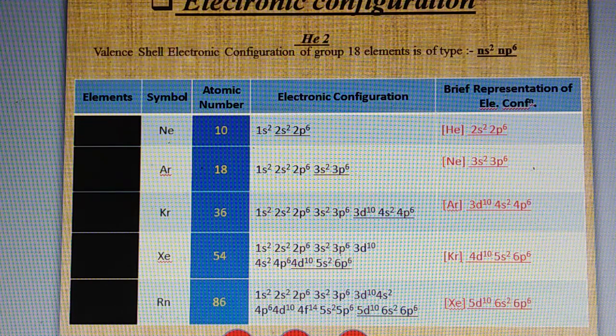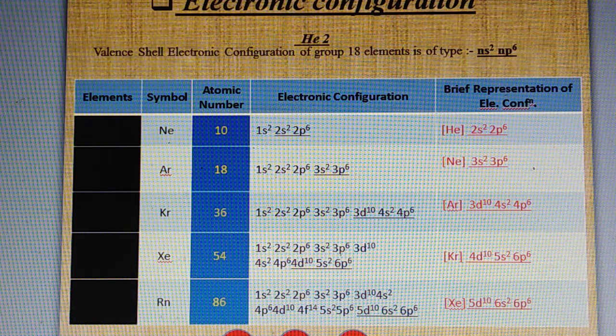Xenon, atomic number 54: krypton 4d10, 5s2 and 5p6. And the last one is radioactive radon, atomic number 86: xenon 5d10, 6s2 and 6p6. So this is the electronic configuration of group 18 elements. The general electronic configuration is ns2, np6. Total ns2 and np6 means it contains 8 electrons in its valence shell.